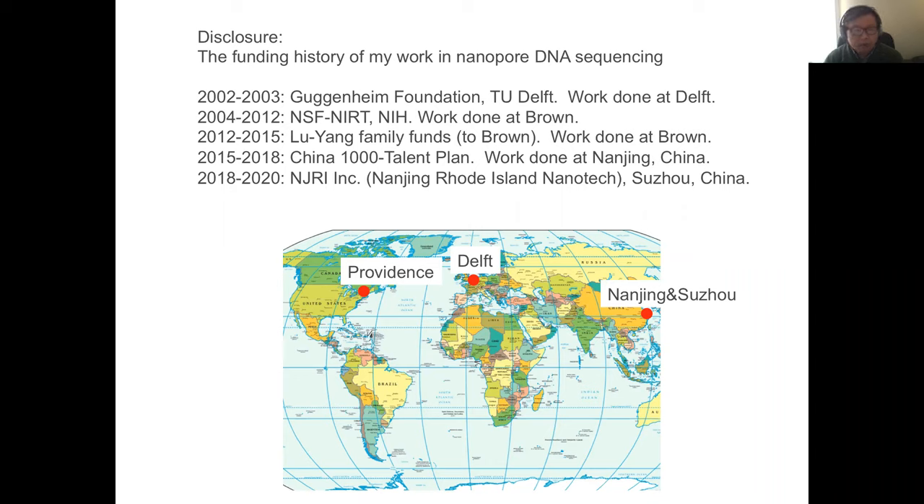From 2018 to 2020, the work was mostly done as a consultant for Nanjing Rhode Island Nanotech and GRI Inc., which is now based in Suzhou, China. I located the places on the map here: Delft, Brown, which is in Providence, and then Nanjing and Suzhou in China.